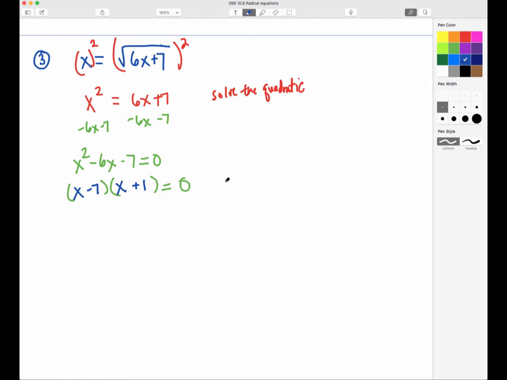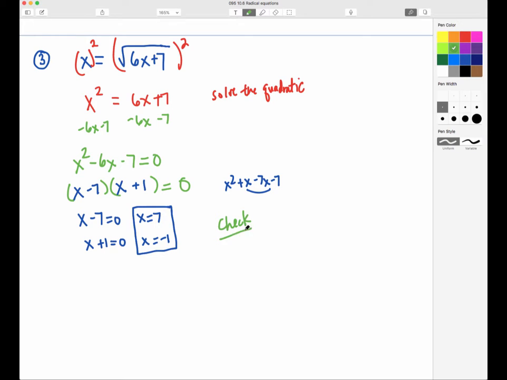I could just quickly check x squared plus x minus 7x minus 7. Yep, those combine to be negative 6. I'm good to go. So I use the zero product rule for this last bit. X minus 7 equals 0, so x could equal 7. And then the second set of parentheses, x plus 1 equals 0, so x equals negative 1. I have two potential answers. So I need to go back and check my answers.